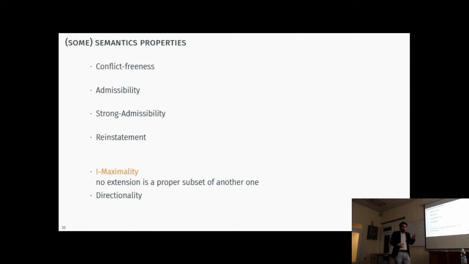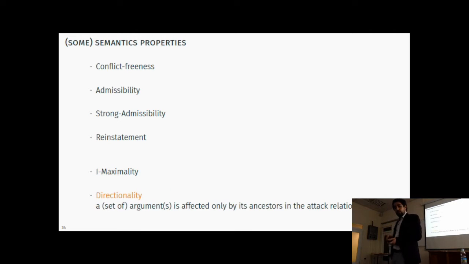Maximality: if you have a set of arguments that you want to consider, you don't want to consider anything bigger that contains it, so you want a maximality kind of constraint. You want the biggest set with respect to set inclusion. And directionality: you might want to consider whether the status of an argument, whether it is inside an extension or not, depends only on its parents in the graph or not.